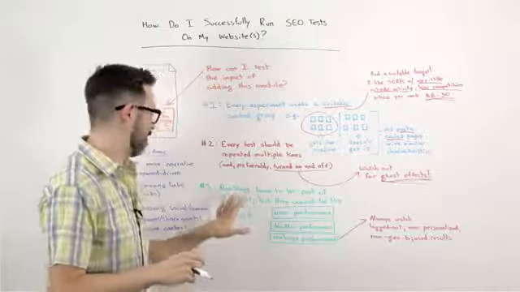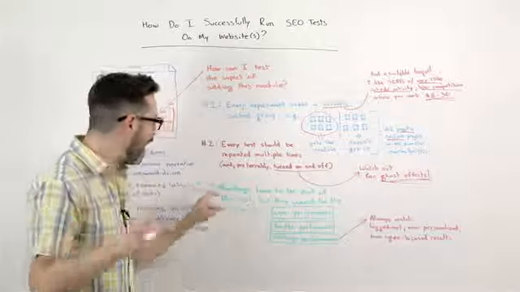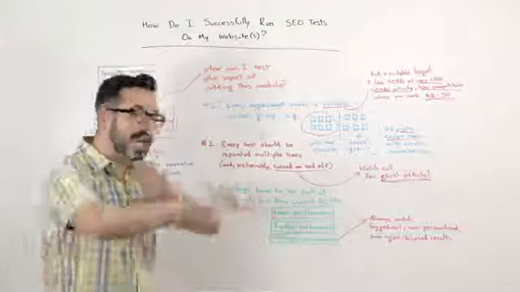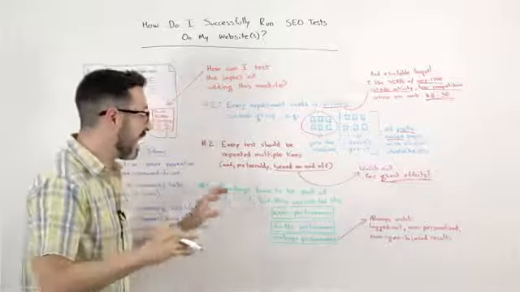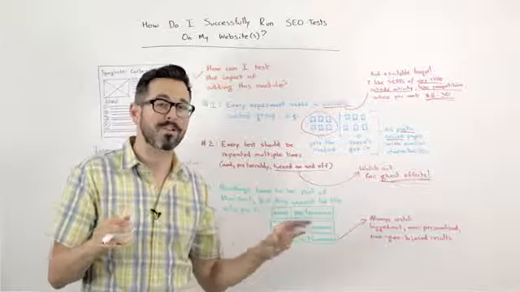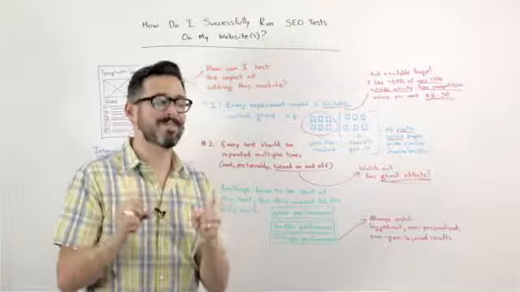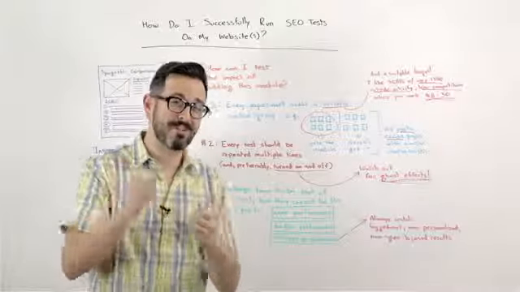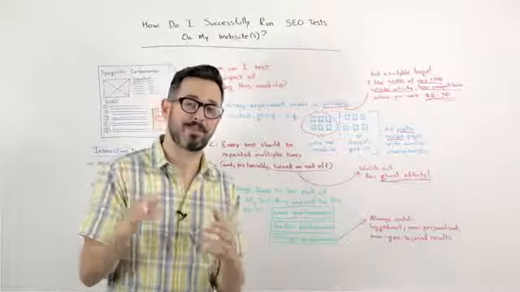All right, and number 3, rankings have to be part of the test, but they can't be the only part of the test. In fact, I would argue that if they are the only part of your test, you might do some things that could actually mess you up in the long run and mess you up with your users.